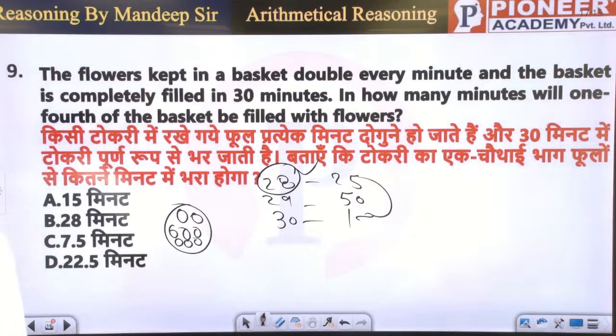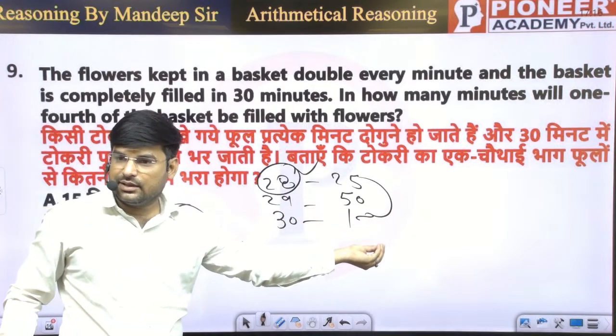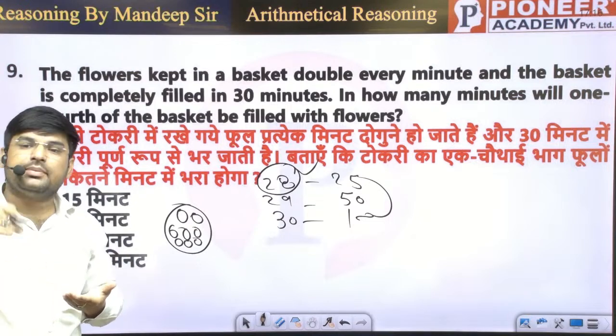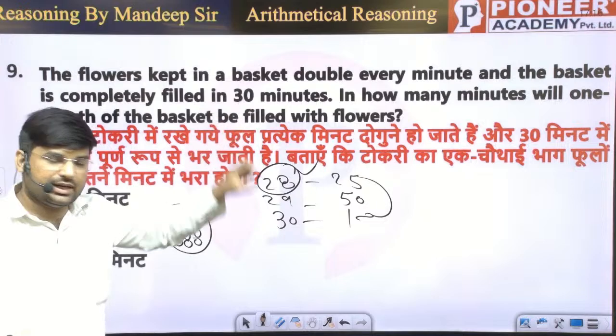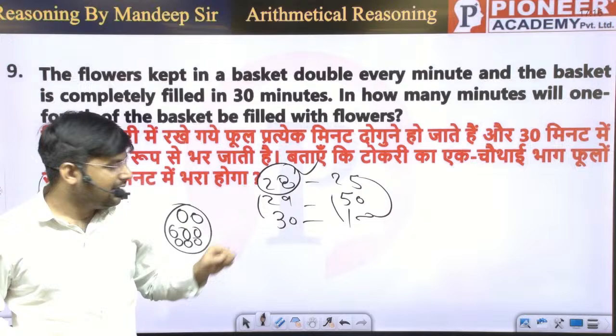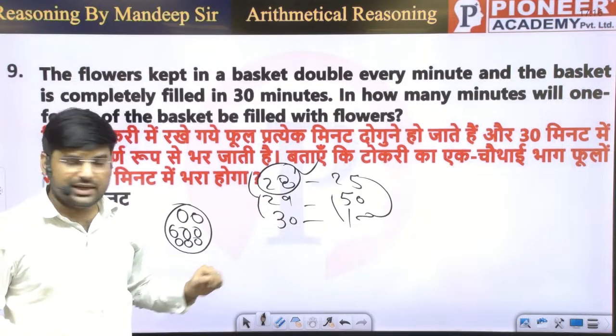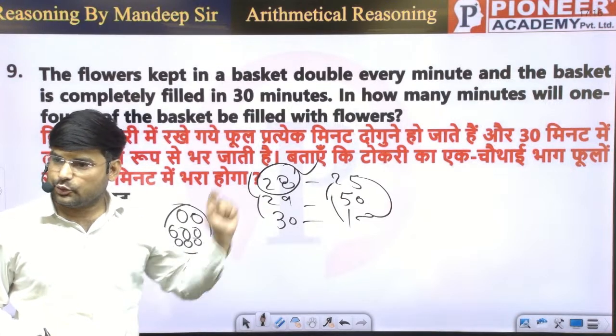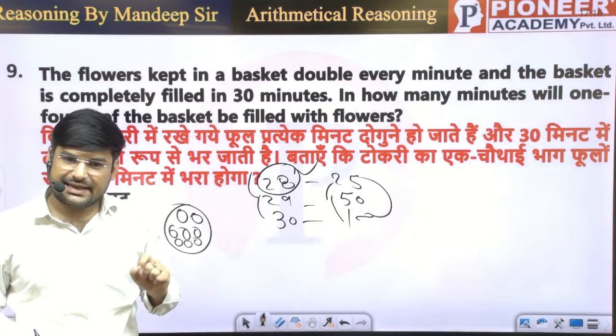Let's assume there is a bucket. If we put 100 flowers in the bucket, it becomes full. And in 30 minutes, the bucket is full. Every 1 minute, it becomes double. So if we go back 1 minute, in 29 minutes, it becomes half. Again, going back 1 minute, it becomes half, and 25 is 1/4 of 100. So 25 is the correct answer. Clear?